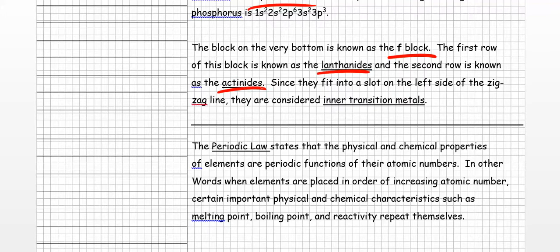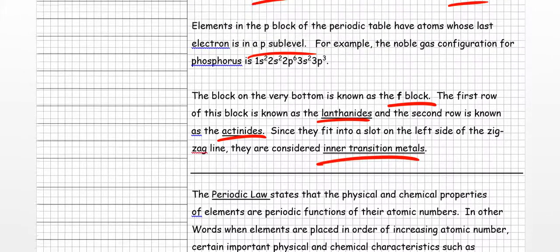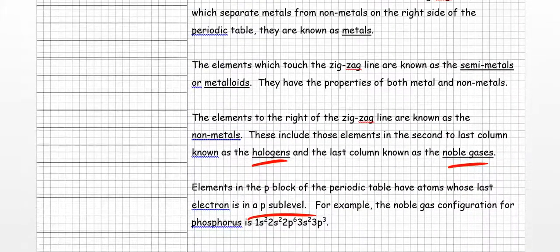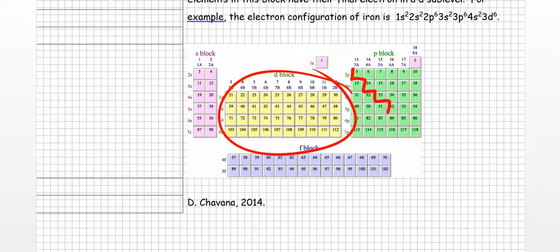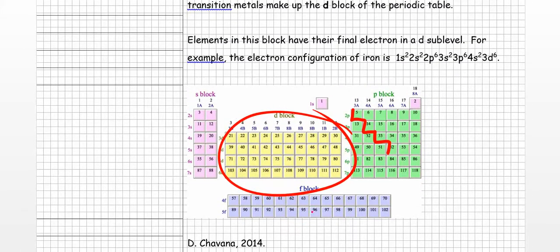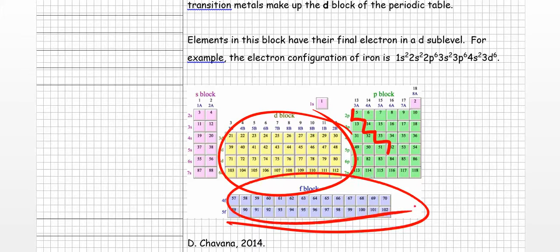So just a little bit more in the way of the anatomy of the periodic table and where things are. Since they fit into the slot on the left side of the zigzag line, they are considered inner transition metals. Let me show you what that looks like on the actual periodic table. Once again, these last two columns on the periodic table constitute the F block. So the F block is this down here, okay?